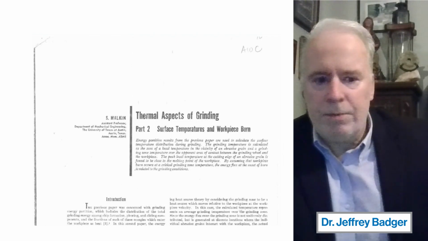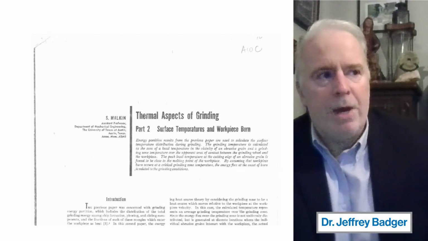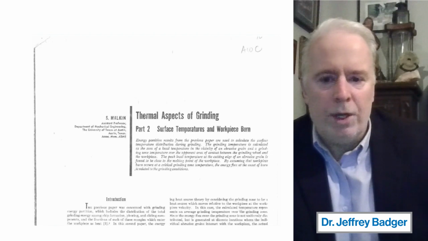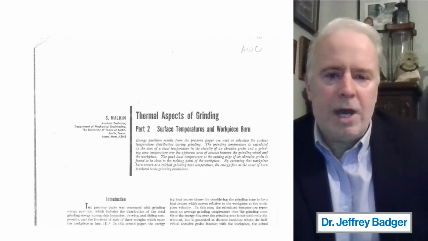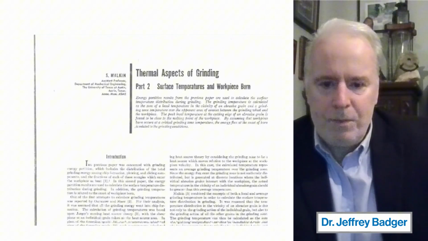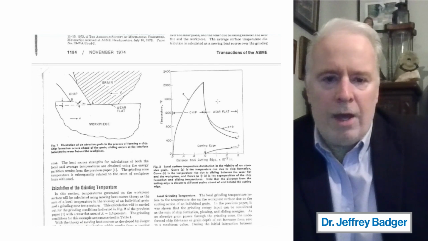And Malkin, being the smart guy that he is, did not just run in and say, hey, there's a model done by a guy named Jaeger back in 1942, I think it was. He said, hey, there's a model done by a guy named Jaeger. Let's see if it's any good. Let's see if it works. And so in the paper, he walks us through the math of the Jaeger model.